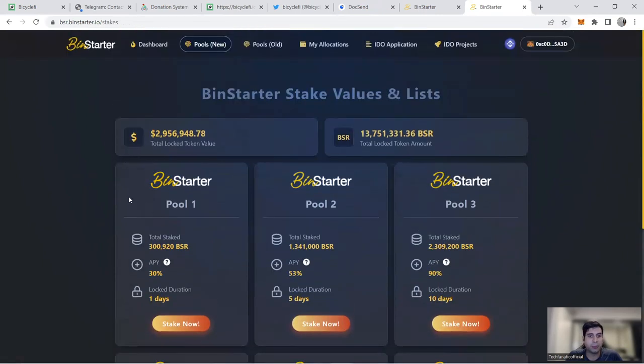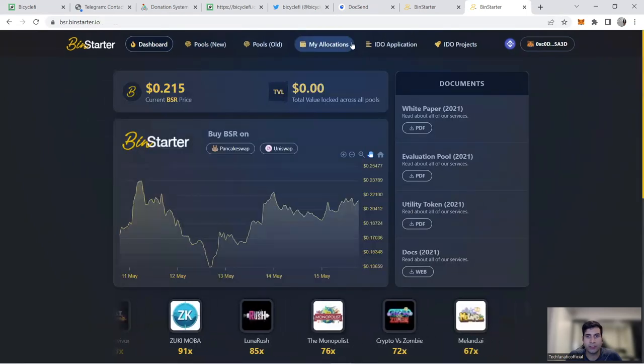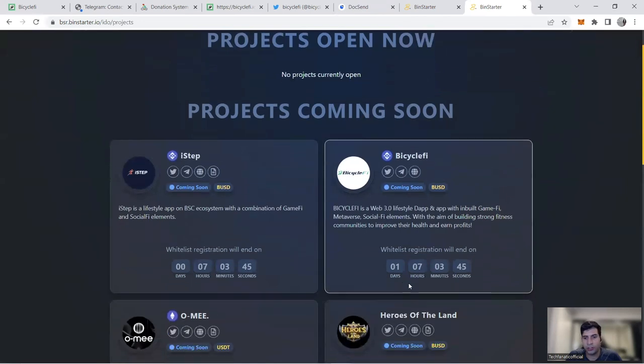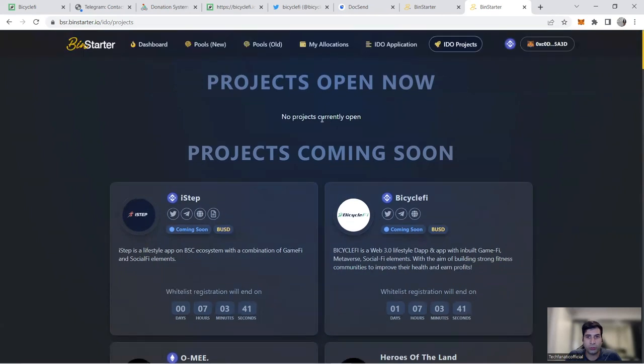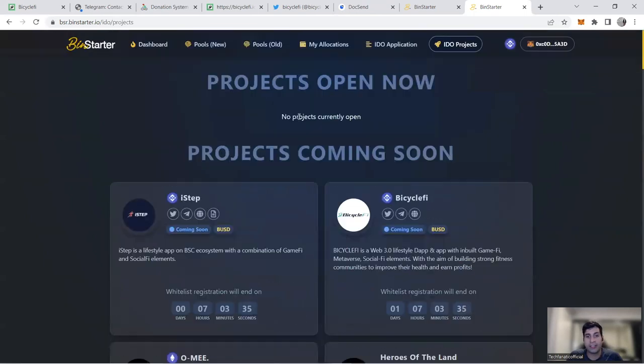To participate, you basically lock your tokens. You participate here on the whitelist component of the IDO project section. You express your interest, and you still have a day and a half to register. Once you do that, during the IDO, they will have the pools open and you can participate in their IDOs.